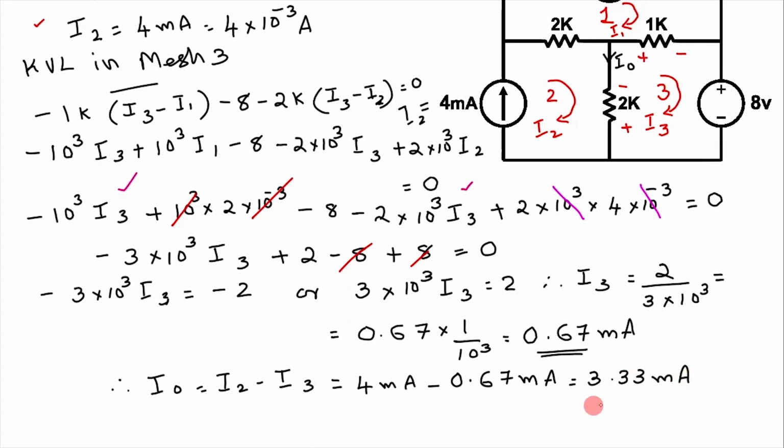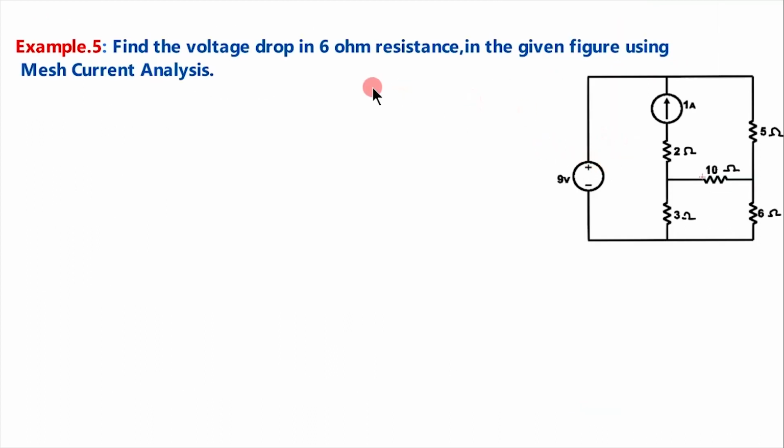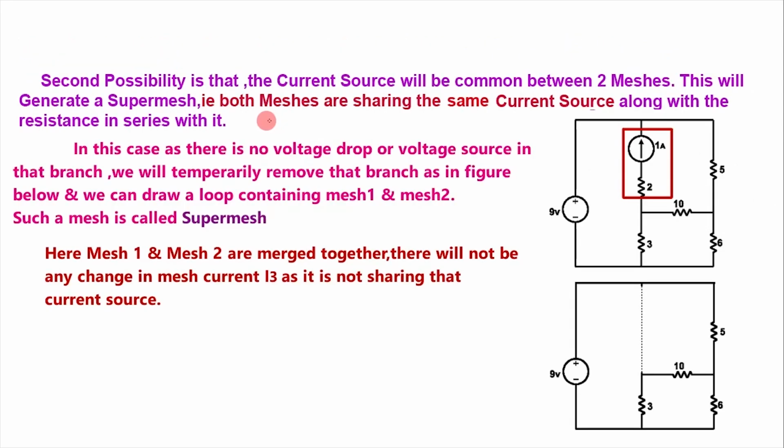Here we are asked to find the voltage drop in the 6 ohm resistance in the given figure using mesh current analysis. Earlier we have discussed about a current source which is sharing two meshes. See, in this case, this current source is sharing this mesh as well as this mesh. In this case, as there is no voltage drop or voltage source in this branch, we will temporarily remove that branch as in this figure, so that we can draw mesh 1 and mesh 2 like this, avoiding this branch.